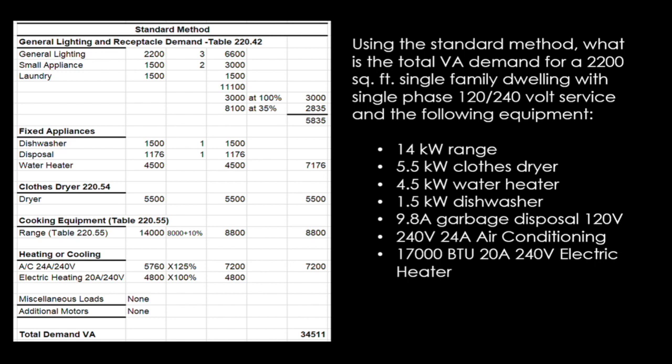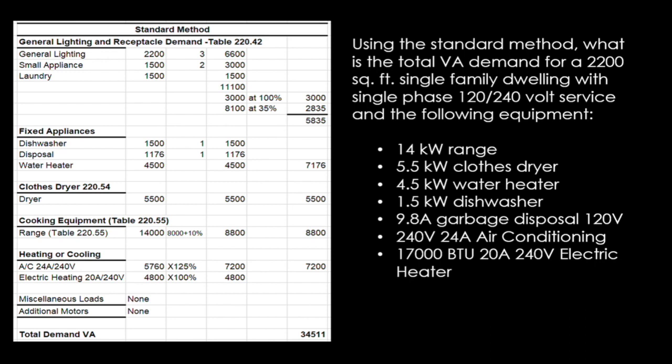And then we go down there and we take the first 3,000 at 100%, that's 3,000. And then we take the balance, 11,100 minus 3,000 gives us 8,100 at 35%. So we do the math on that, and that gives us 2,835. We add that back to the original 3,000, and we get 5,835.